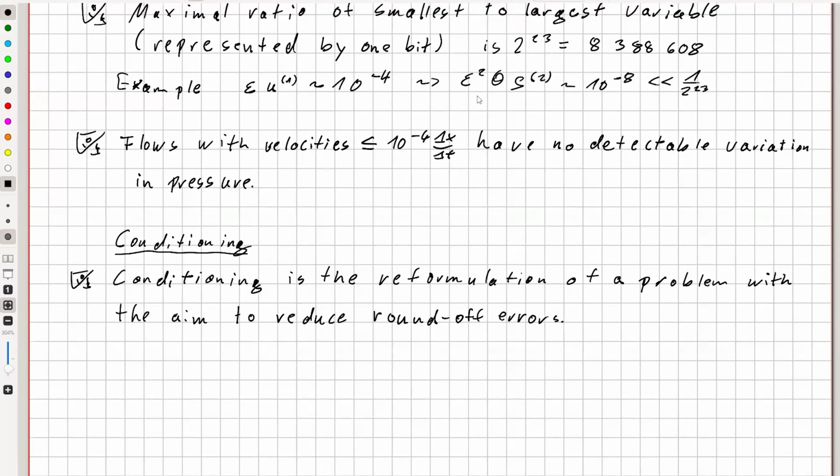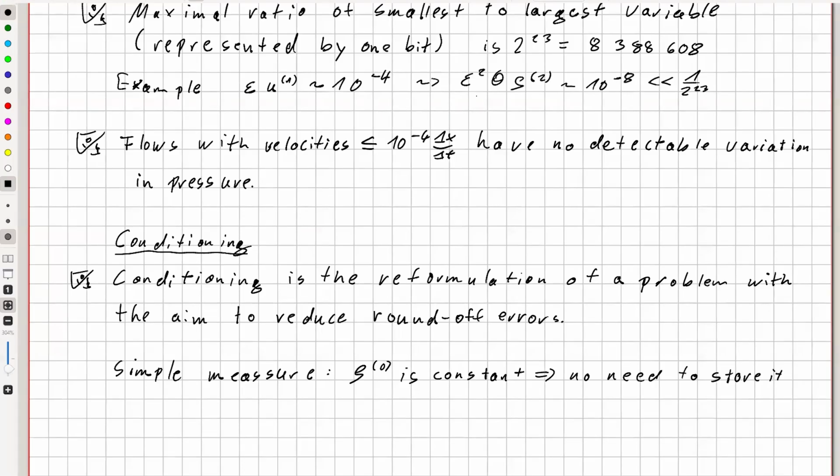So, the simplest thing is the most successful, and the simplest thing is, I mentioned this yesterday, simple measure. This rho 0 is constant, yeah? So if it's constant, then there is no need to store it. Right?